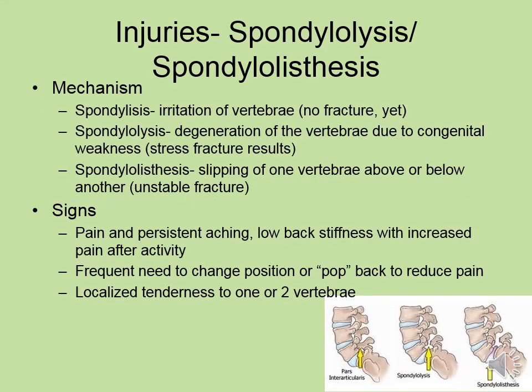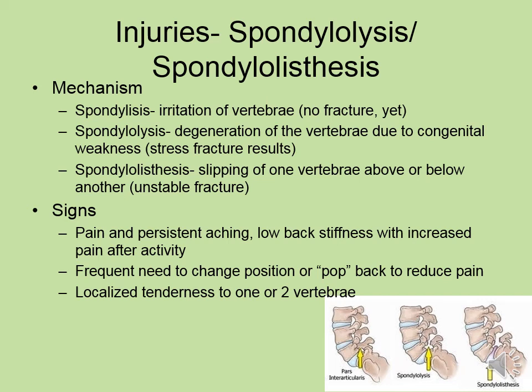Our next group of injuries we'll talk about are spondies. So we have 3 different levels of spondee. Spondee is basically an irritation of a very specific part of the vertebrae, or that can turn into a fracture. So we have a spondylolysis. That's an irritation of the vertebrae with no fracture. So that's basically a level 1. Level 2 would be a spondylolysis, which is a degeneration of the vertebrae due to congenital weakness, and the person can get a stress fracture.